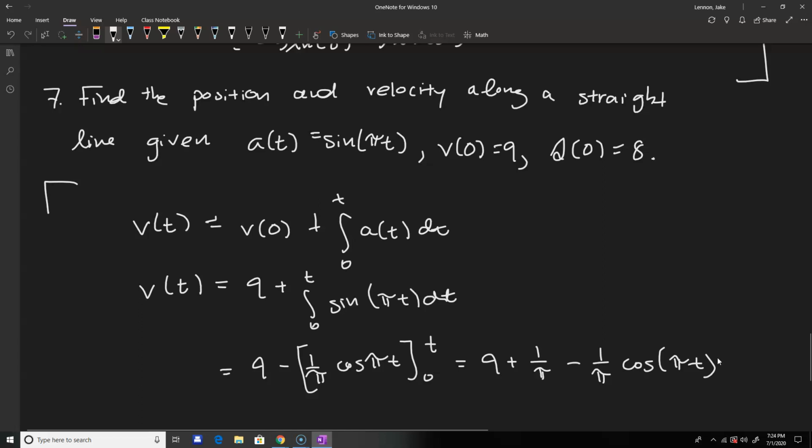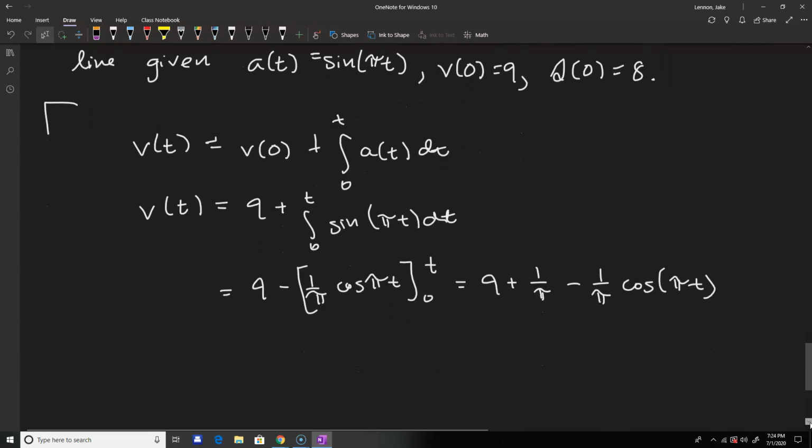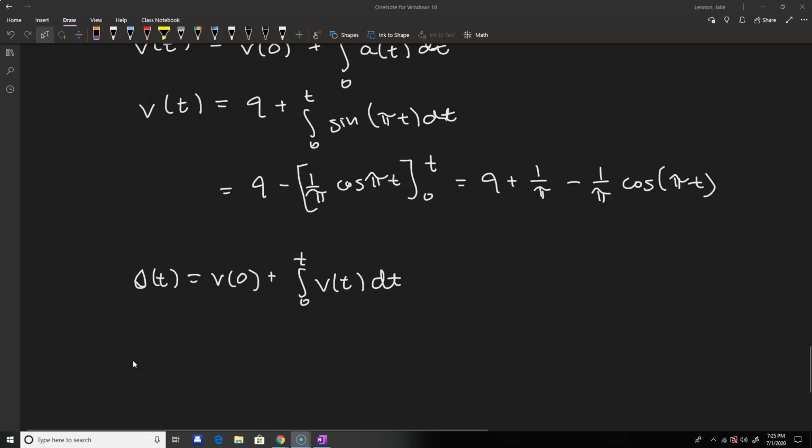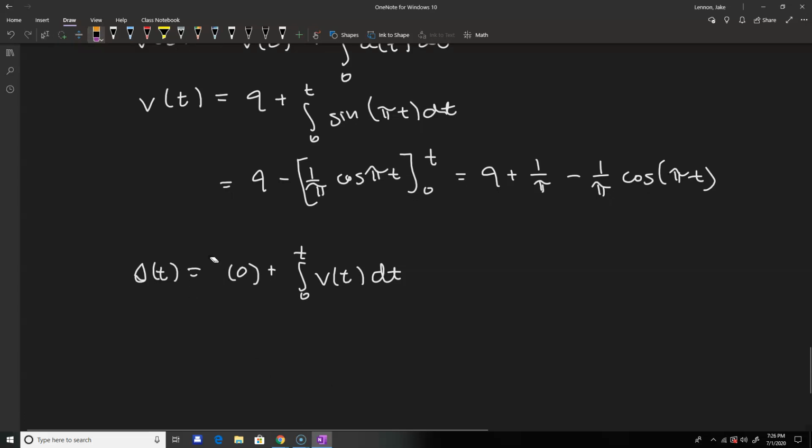Okay, so that's it. And then the position is going to follow a very similar thing. We're just going to iterate one step, right? So we know the position s of t is now just going to be v of 0 plus the integral from 0 to t of v of t dt. So we're just iterating one more step along the way. So let's go ahead and do that. Okay, so one small thing, it should not be v of 0, it should be s of 0, so let's go ahead and replace that.